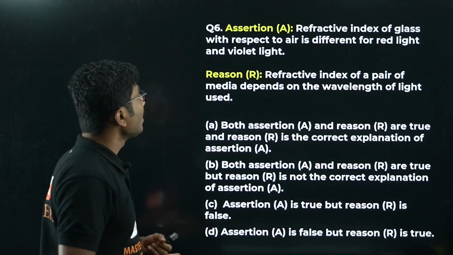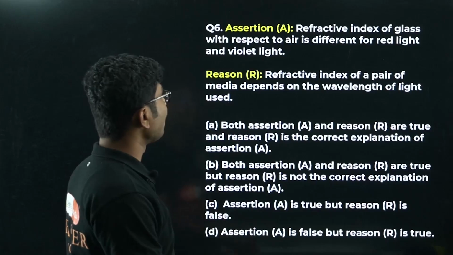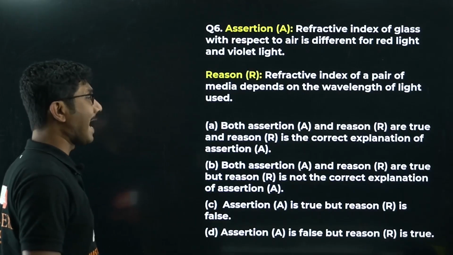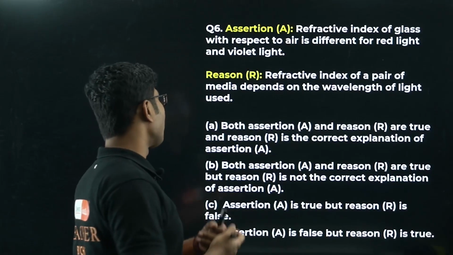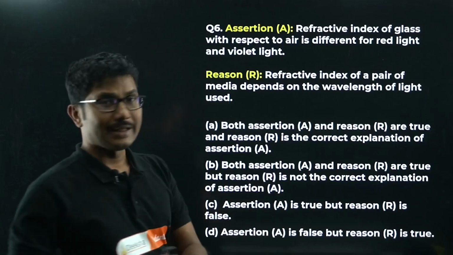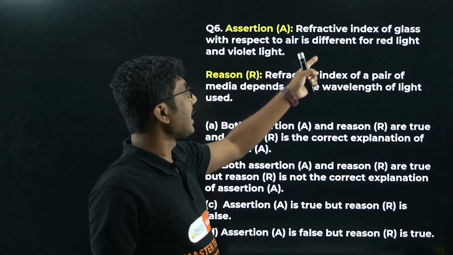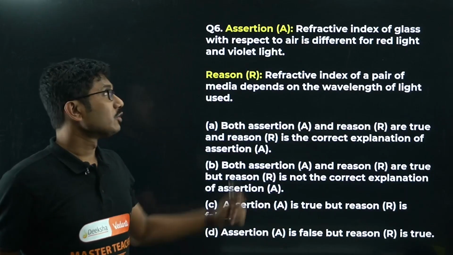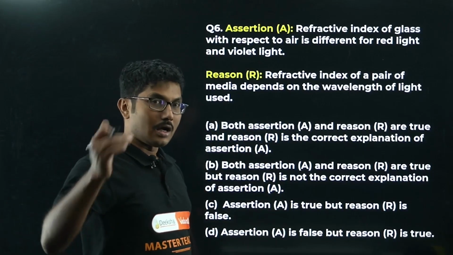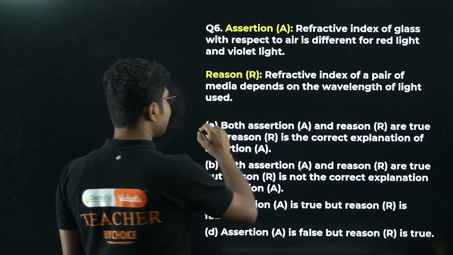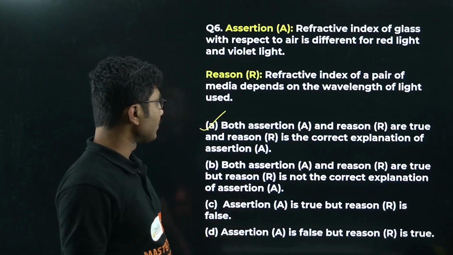Now next question. Again another assertion reason question. Refractive index of glass with respect to air is different for red light and violet light. Okay, refractive index of glass is different, obviously. Refractive index of a pair of media depends on the wavelength of light used. Also correct, and it is actually the correct explanation, because obviously we know that red and violet have different wavelengths. So because red and violet have different wavelengths, they should definitely have different refractive indices. Both assertion and reason are true, and reason is the correct explanation for the assertion. Okay, so this is the correct option.